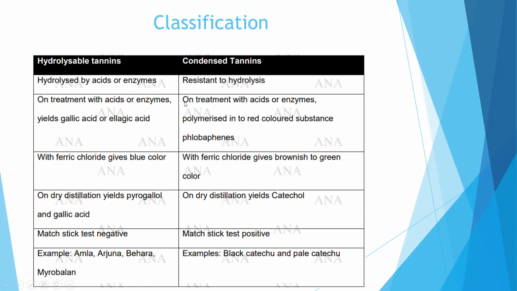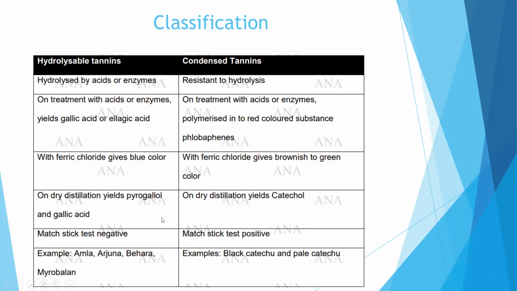Okay, classification of tannins: hydrolyzable tannin and condensed tannin. The difference between these two: hydrolyzable tannins are hydrolyzed by acids or enzymes. Condensed tannins are resistant to hydrolysis. Hydrolyzable tannin, on treatment with acid or enzyme, yields gallic acid or ellagic acid.